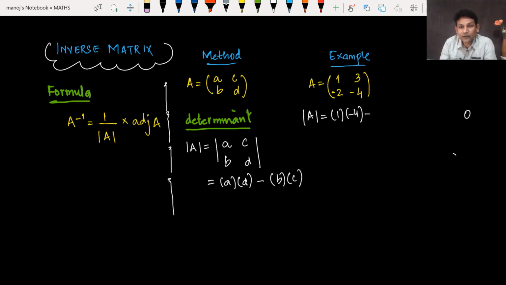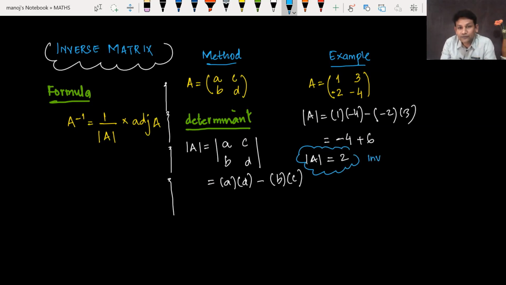Minus the formula. Singular matrix, don't forget it, but I will also discuss singular matrix. Minus 2 multiplied by 3. Let's see what the determinant is. Minus 4, minus minus is plus, 2 threes are 6, and that gives 2. When the determinant is not equal to 0, the inverse is possible. So the inverse is possible because this is not a singular matrix.